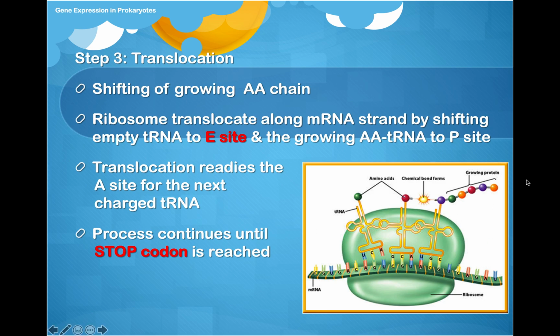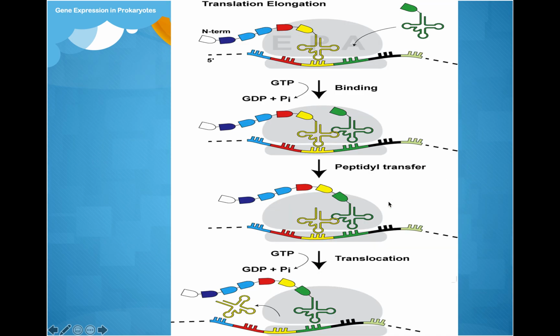So your growing protein is here. This is the elongation. We have E, P, and A. The new one will be added here. The ones that have been made stay there. If there's a new one, it will stay here, but if there's another one, it will be shifted here and later on released.